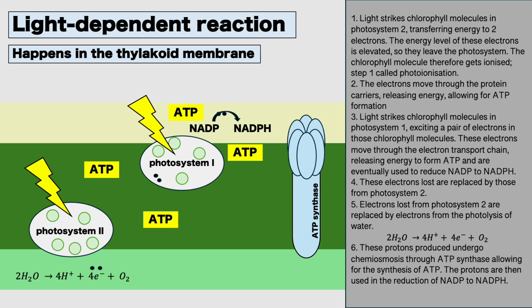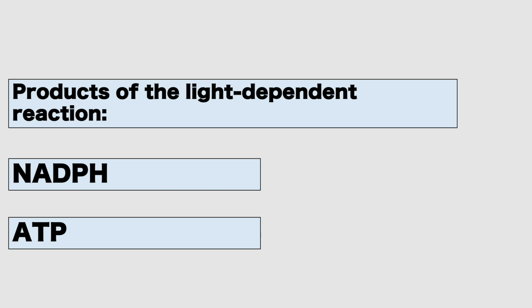Photolysis, made up of the words photo and lysis, is where light energy is used to split the water up into protons, electrons, and oxygen. So the equation is 2H2O goes to 4H+ plus 4e- plus O2. These protons produced undergo chemiosmosis through ATP synthase, allowing for the synthesis of ATP. The protons are then used in the reduction of NADP to NADPH. In summary, our products of the light-dependent reaction are NADPH and ATP.